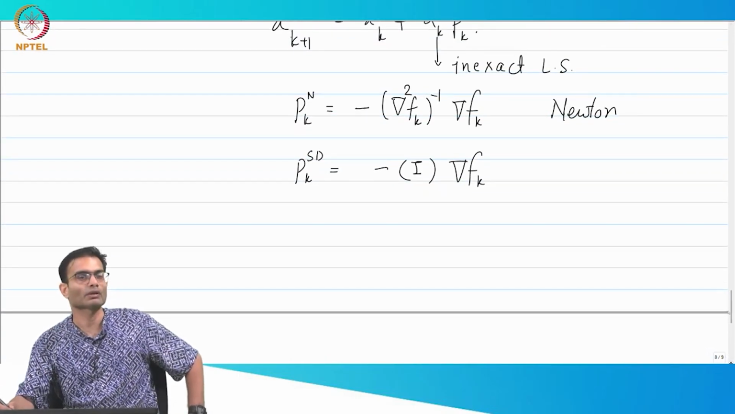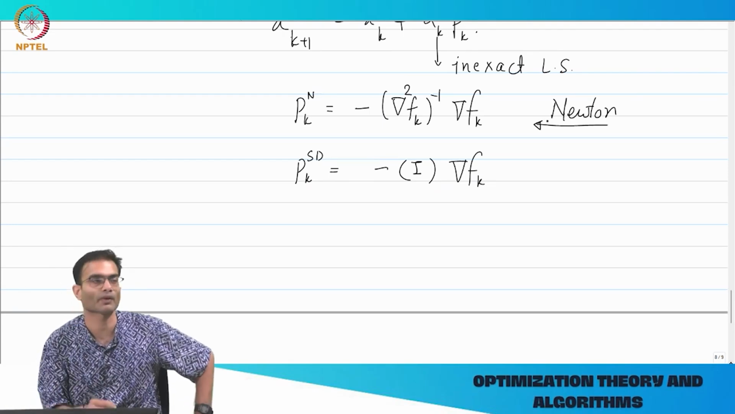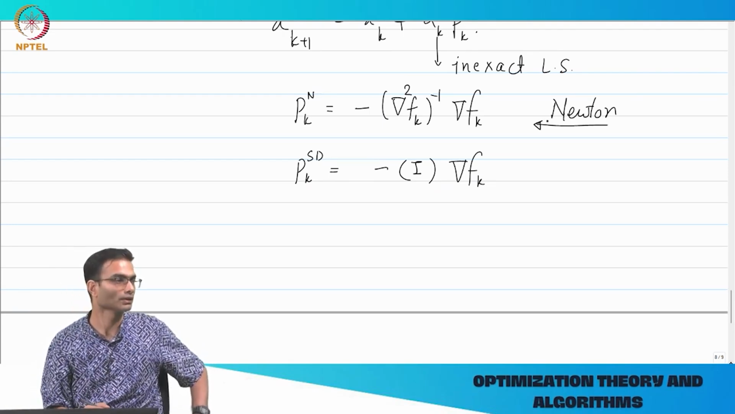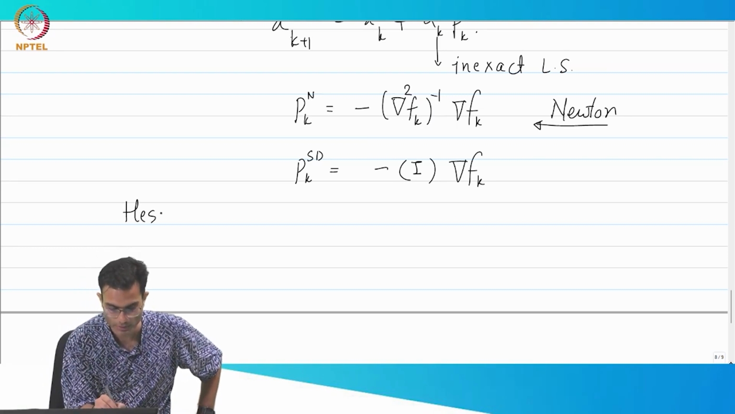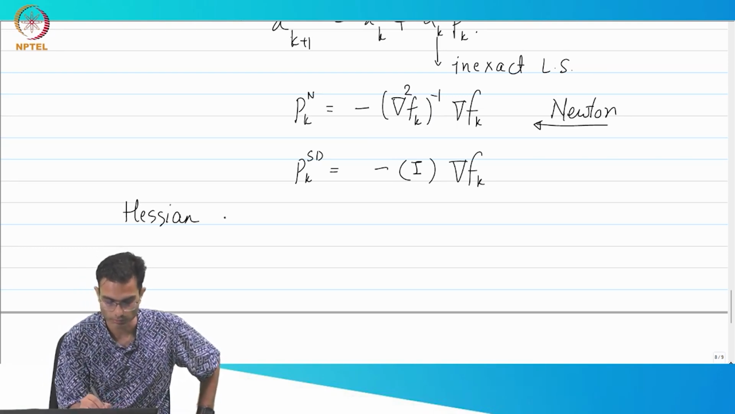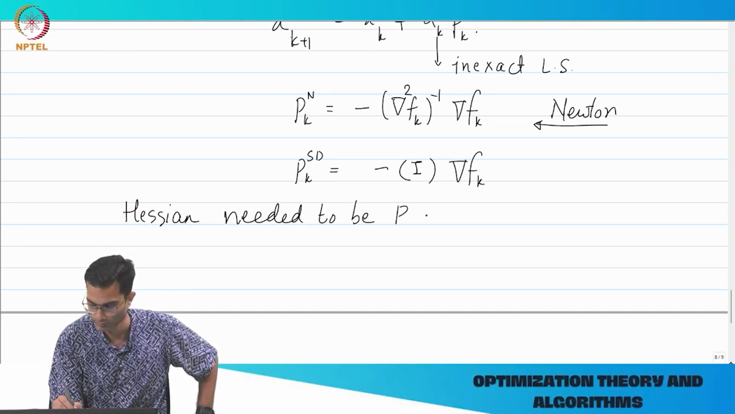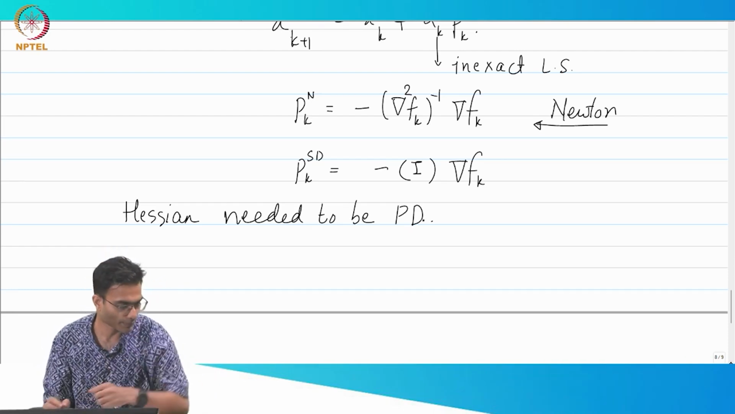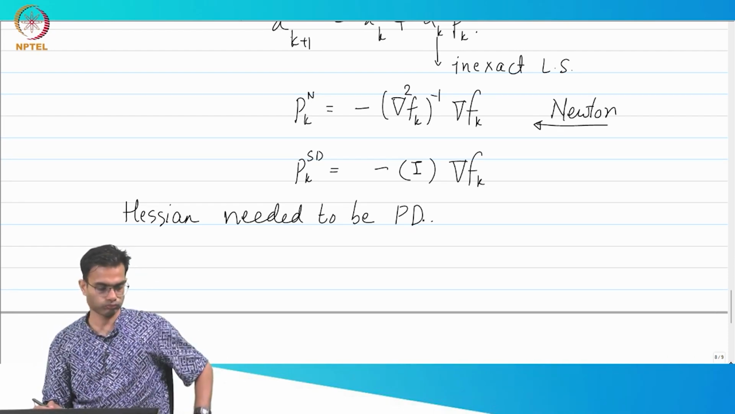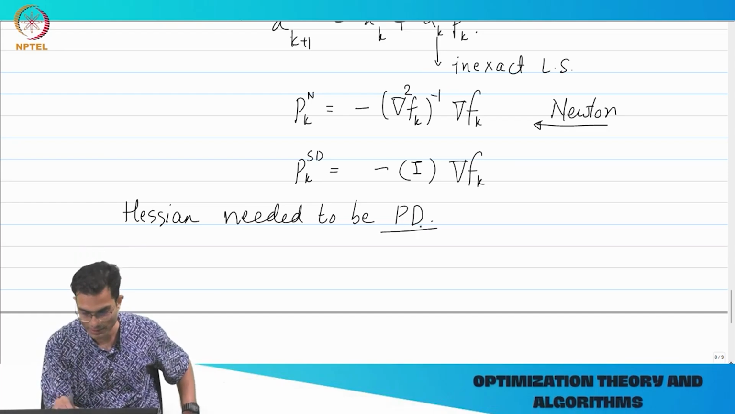But this was not all, right? It's not enough to just write this over here. There was one further requirement on the Hessian. The Hessian needed to be positive definite, right? So, do you recall why that is, or how can we derive that this is necessary?